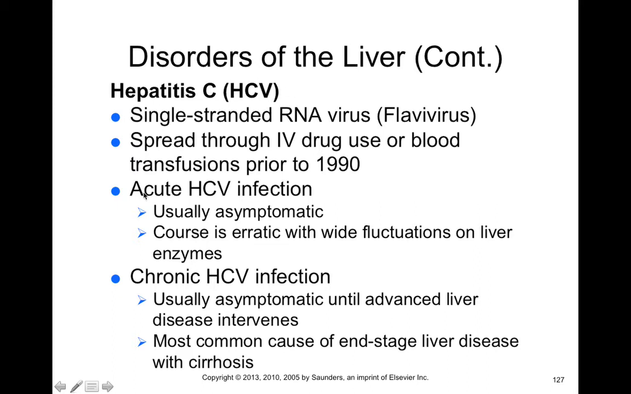Now, acute hepatitis C infection can be asymptomatic, and the course can be erratic with wide fluctuations in liver enzymes. And with chronic hepatitis C infection, it can also be asymptomatic until advanced liver disease takes hold. And it's one of the most common causes of end-stage liver disease, and it also leads to cirrhosis. So, this is sort of an insidious disease because someone can be infected with hepatitis C and be totally asymptomatic until liver disease is totally advanced and irreversible.